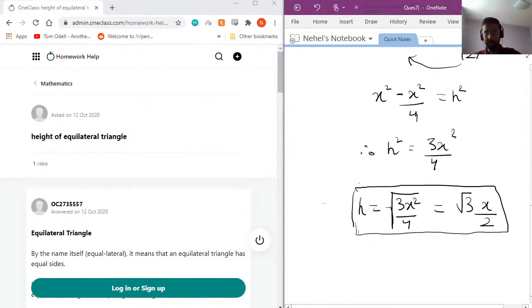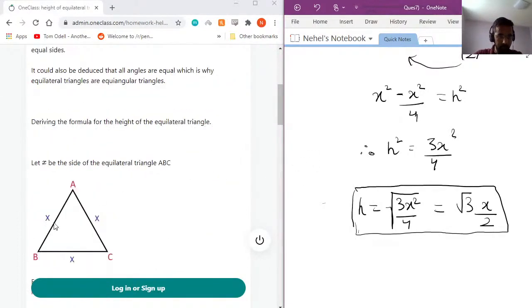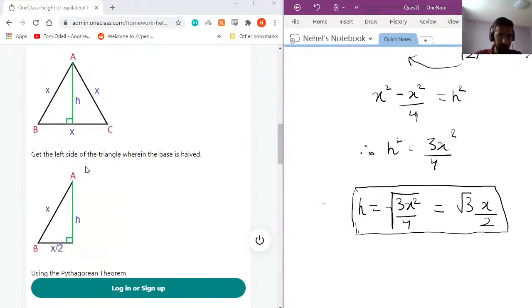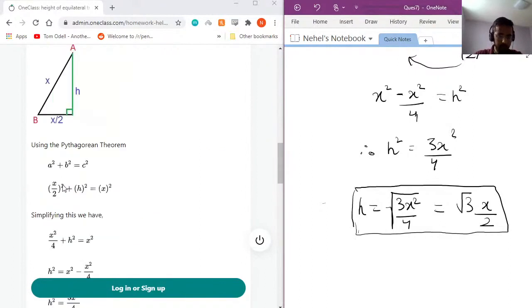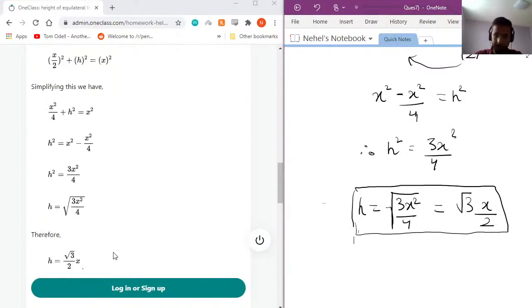Okay, I hope the solution is clear as well. Let's see what they have described. So equilateral triangle of height ABC is perfect. X over 2 squared plus h squared is equal to x squared. Perfect. So that's correct.